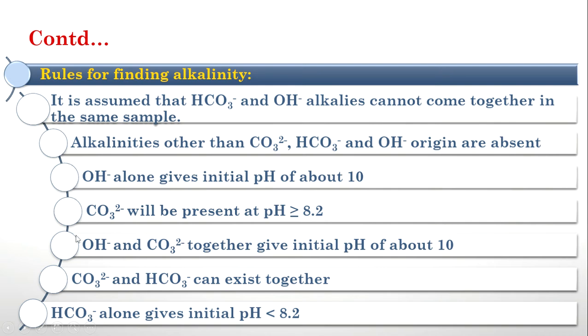Hydroxide and carbonate together will give an initial pH of 10. When these both are in water, the water will have a pH of 10. And carbonate and bicarbonate can exist together. Bicarbonate alone gives an initial pH less than 8.2. So these are some of the rules for finding alkalinity. We can guess the amount or type of ion present in the water on the basis of its pH.